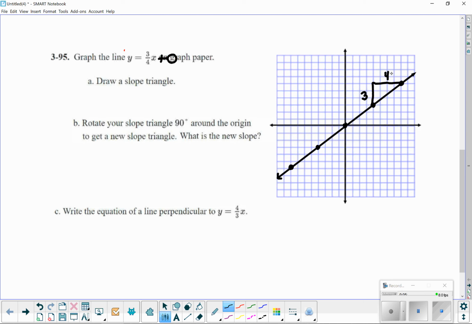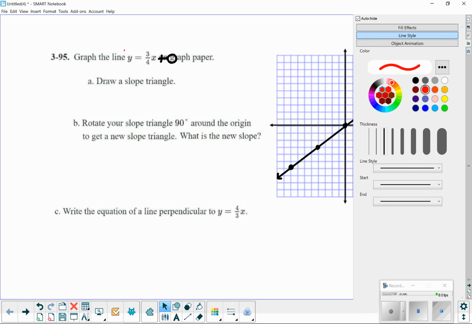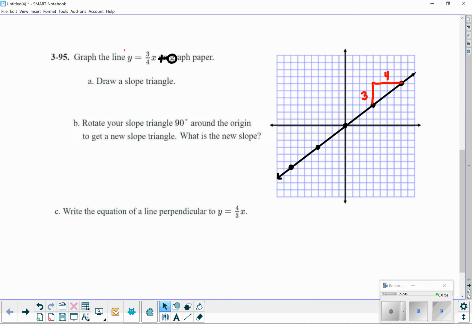Rotate your slope triangle 90 degrees around the origin to get a new slope triangle. What is this new slope? Actually, let's modify our slope triangle. Let's move it to this other one. And I'm going to put it in red. That way we can see it a little better. Yep, let's do red.